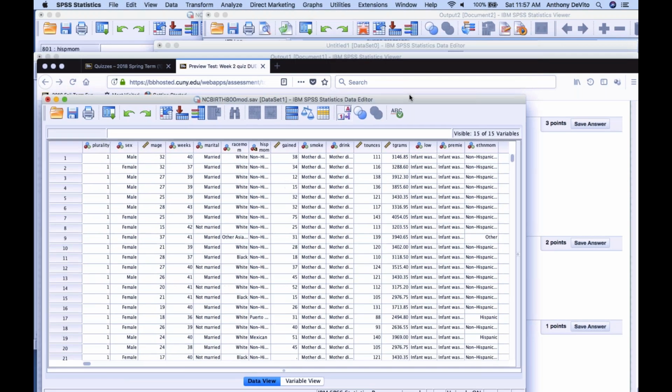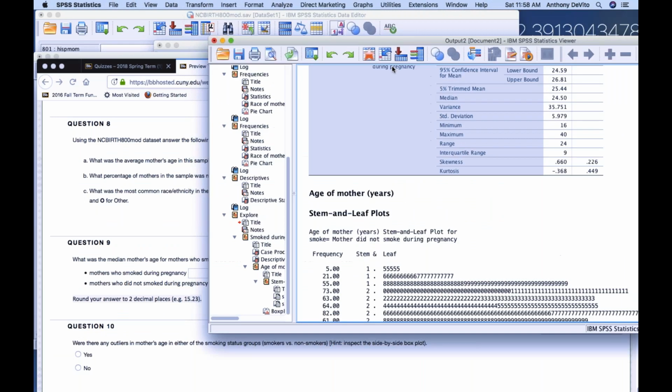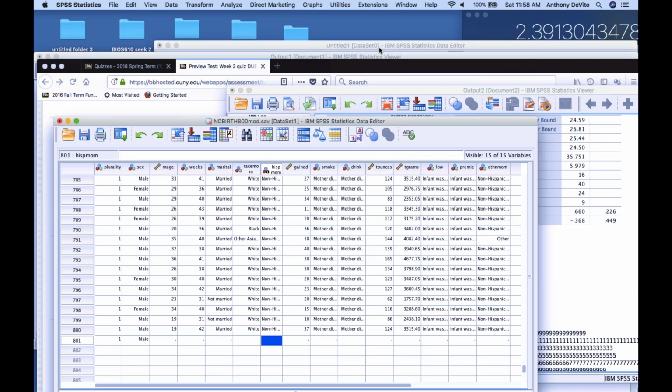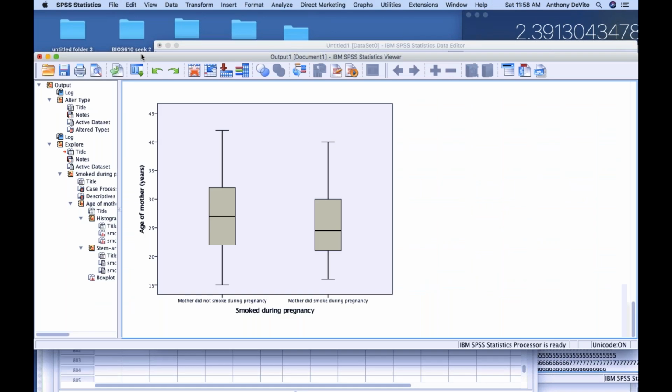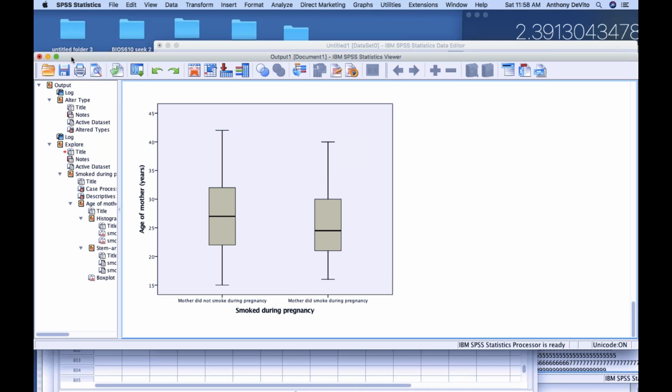However, you could argue that this group, where is it? Where did I put it? You could argue that for mothers who did smoke, the distribution was skewed to the right, or positively. Even though there were no outliers, there were a lot of older women that were smokers in that particular group. So this is certainly skewed more than the other group is. Okay, so those are the first two groups.